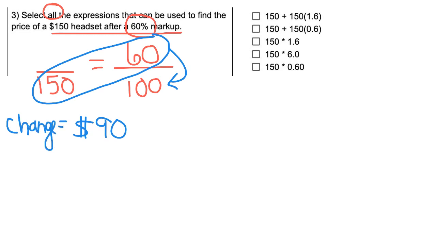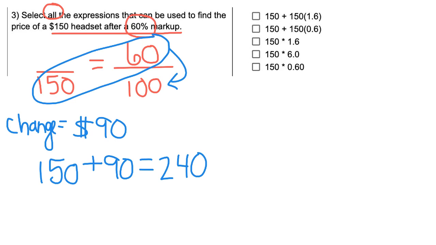Because it is a markup, we are going to take the 150, add the 90 for a new price tag of 240. So we are looking for everything that equals 240. So I have several options over here. I want to remind you that if you see something like this with parentheses, that means you're going to multiply 150 times whatever's in the parentheses and then add the 150. I'll also remind you that these stars mean to multiply. Okay, so let's go ahead and do these.